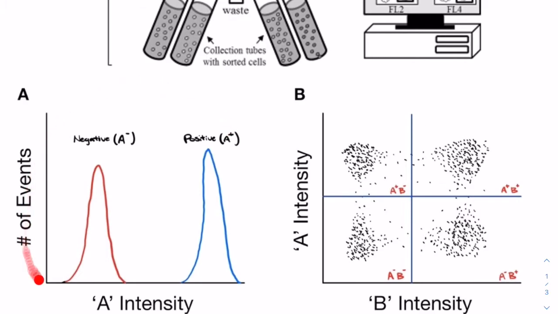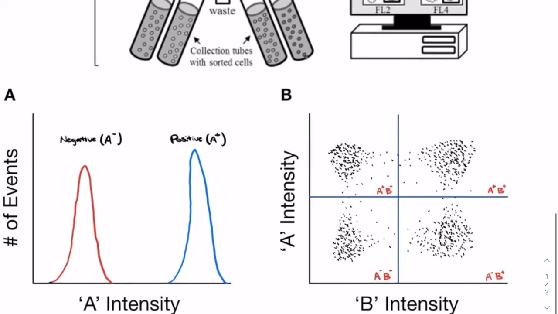On the left, we have a univariate histogram. On the y-axis, we have number of events, and on the x-axis, we have the intensity of an antibody, in this case, A. Here we see two distinct populations of cells: A negative cells, which have low intensity of emissions being emitted from antibody A, as well as A positive cells. So these cells express antibody A. They are therefore bound to antibody A, and the fluorescent dye attached to antibody A emits light, causing this intensity to go up. And we can see that this group of cells, this blue slope, has the A expression.